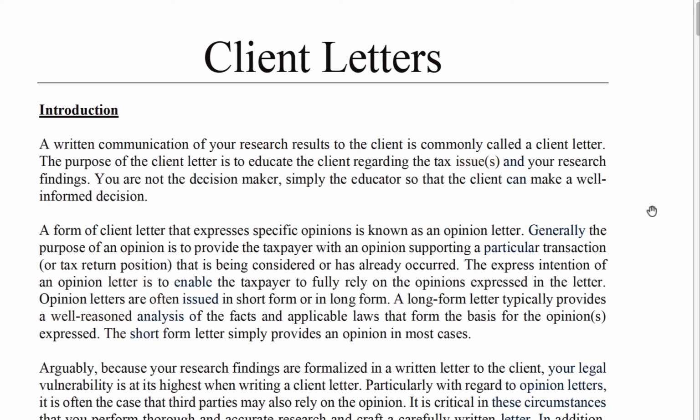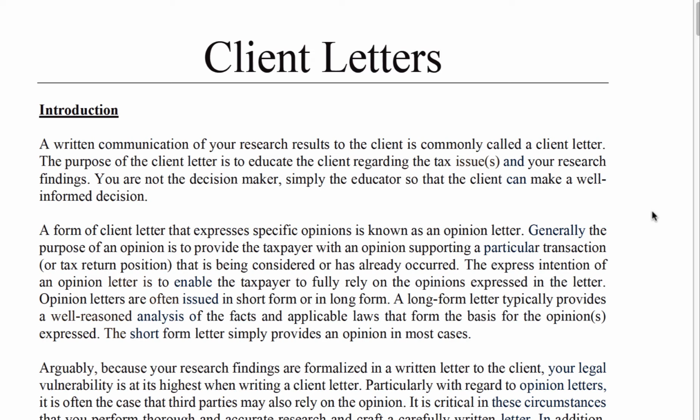Now, the purpose of the client letter is to educate the client regarding the tax issue or issues and your research findings. Ultimately, the client makes a decision. It's their return. You as a tax professional, whether you're an enrolled agent, a CPA, or an attorney, your job is to educate the client and tell them about the risks of certain positions. Because it's possible that you might come back to the client and say, you know what, this is iffy. It could be viewed this way or it could be viewed the other way. And the idea is to bring this to them and let the client know, okay, here are the different risks and here are the different arguments associated.